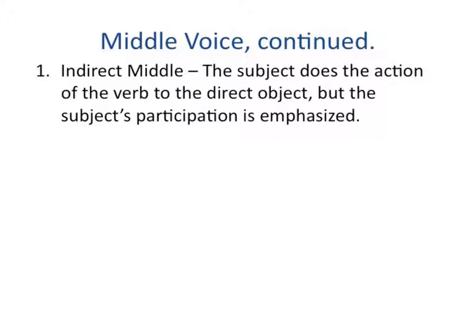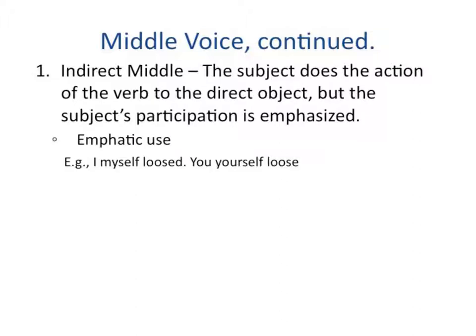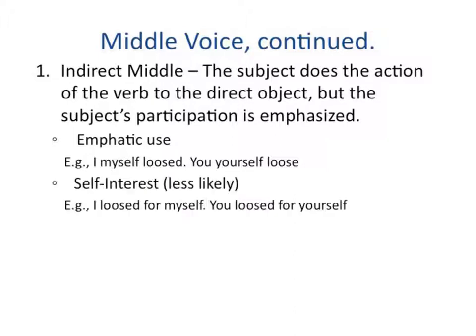The indirect middle. The subject of the indirect middle does the action of the verb to a direct object, but the subject's participation is emphasized. This is handled in two ways. One, there's an emphatic use. So the indirect, an emphatic middle. I myself loosed, or you yourself loosed. So emphasis on the subject himself or herself being the one doing these things.